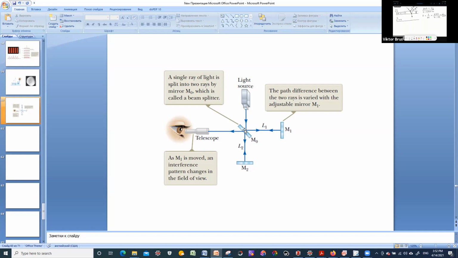So this tiny change of the length caused by the gravitational wave could be detected only if the original distance between the beam splitter and M1 is very large. The larger the distance, the larger the effect of this gravitational wave, and then the absolute change of the length will be large. So that's why it is quite difficult to realize.